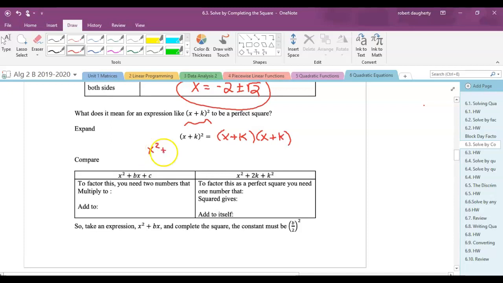x squared plus what? kx plus kx plus k squared. So this is x squared plus 2kx plus k squared, okay? And there is a typo here. So correct it right there. So x squared plus 2kx plus k squared, okay? Does everyone see that, okay? Now when I'm factoring something that looks like this, I need two numbers that multiply to give me what?